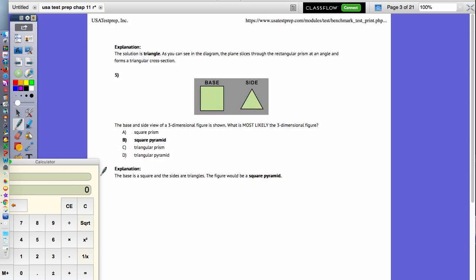Number 5, the base, side, and side view of a three-dimensional figure is shown. What is most likely the three-dimensional figure? Well, since the base is a square, if I had another square, then I would have a square prism, but the sides would also be rectangles. So it's not a square prism. If this is the base and this is the sides, most likely each of those triangles is going to sit along a base and meet at the top and make a square pyramid.